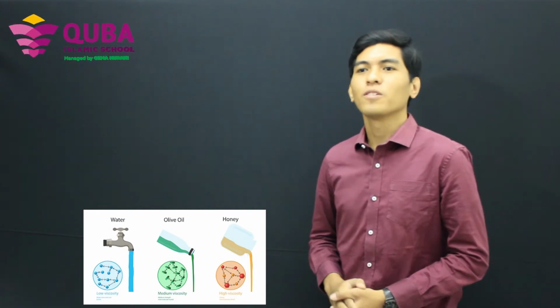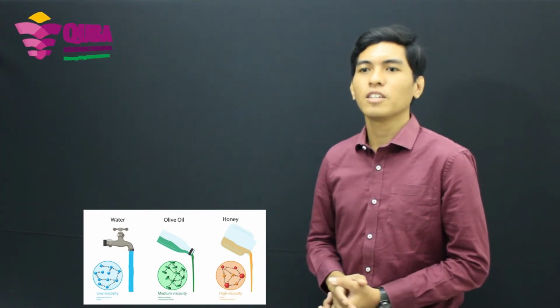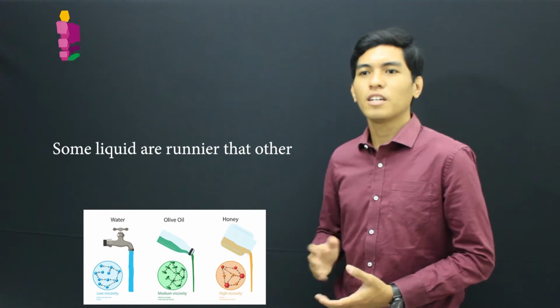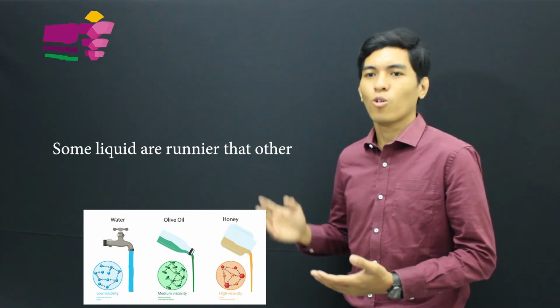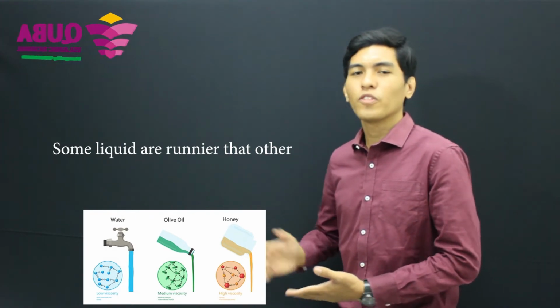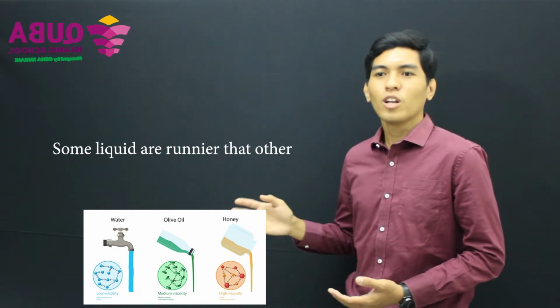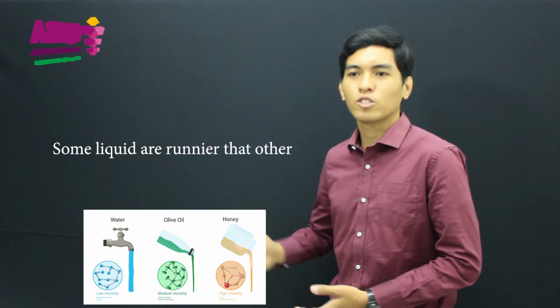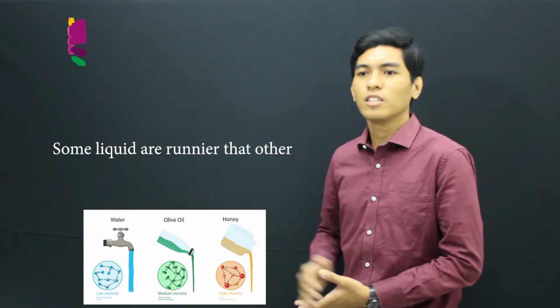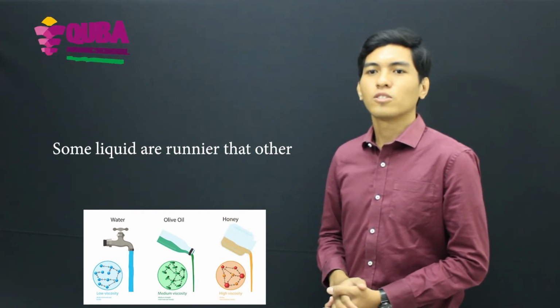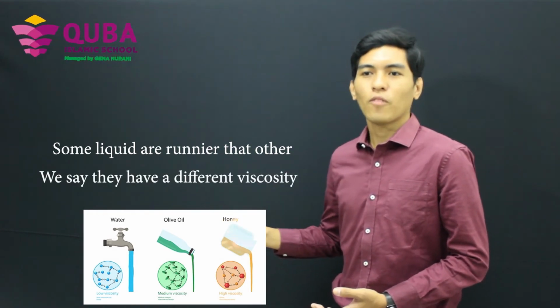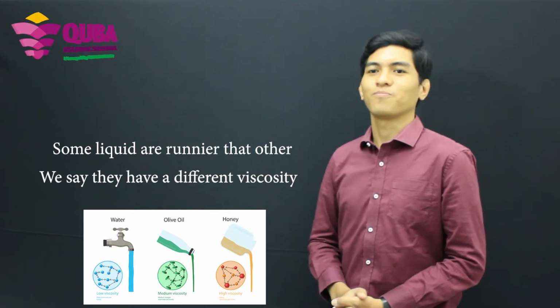And did you know a liquid can be runny? Some liquids are runnier than others. For example, water has low viscosity, olive oil has medium viscosity, and honey has high viscosity. So we say they have different viscosity.